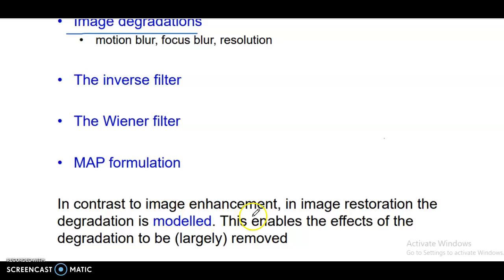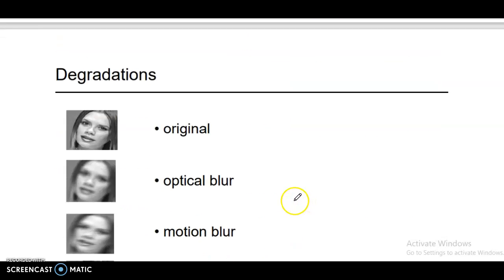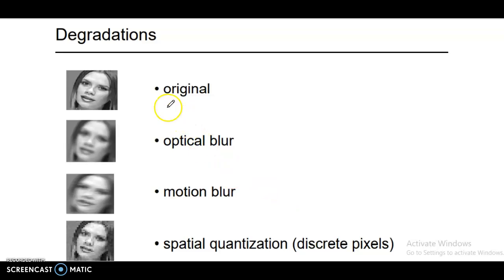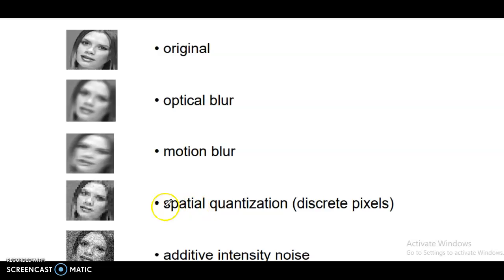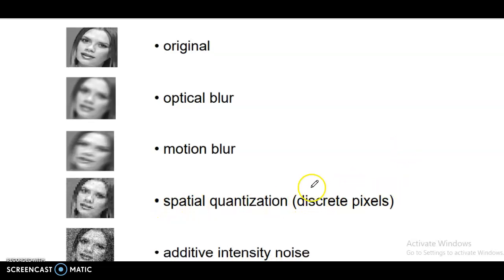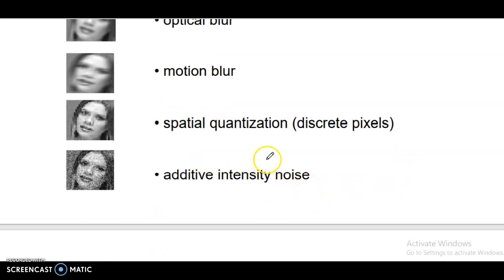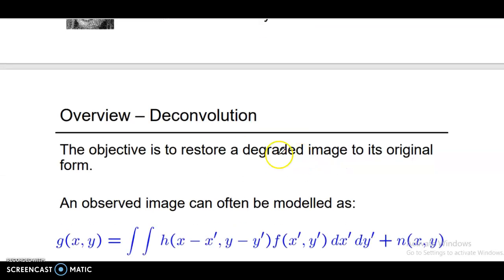In contrast to image enhancement, in image restoration, the degradation is modeled. This enables the effects of the degradation to be largely removed. Degradations: original, optical blur, motion blur, spatial quantizations, discrete pixels, additive intensity noise.